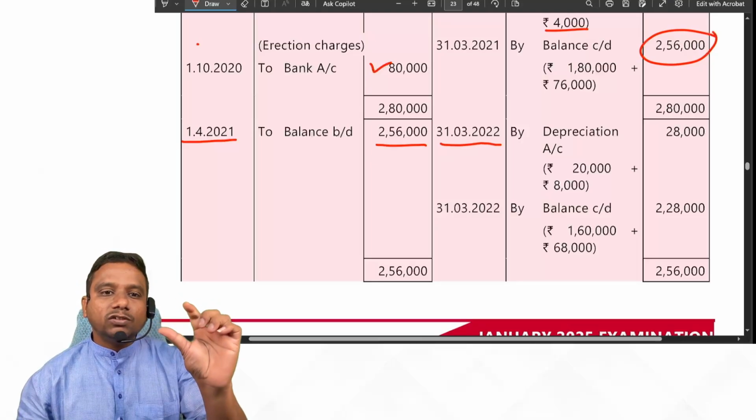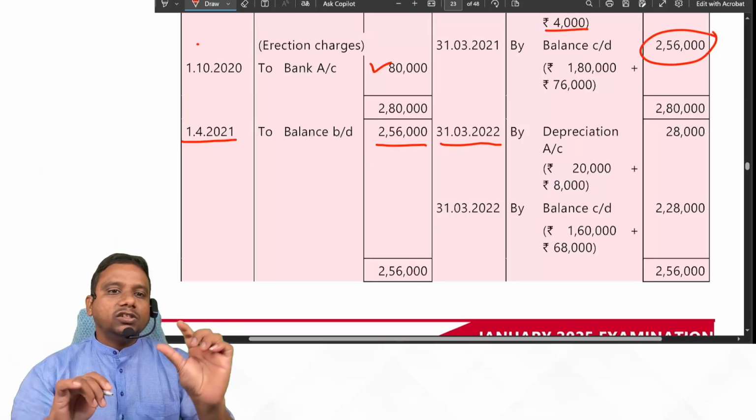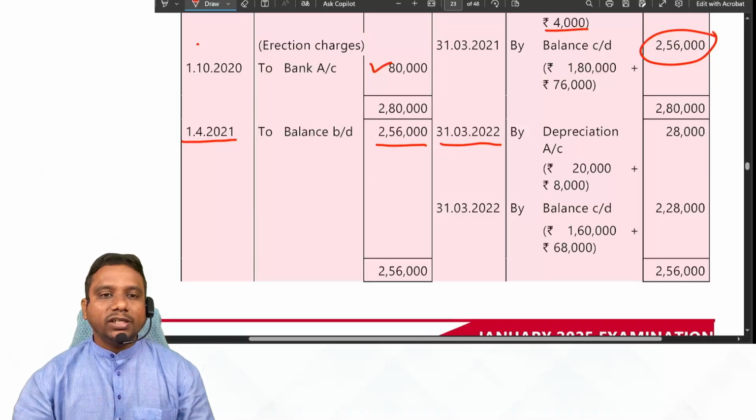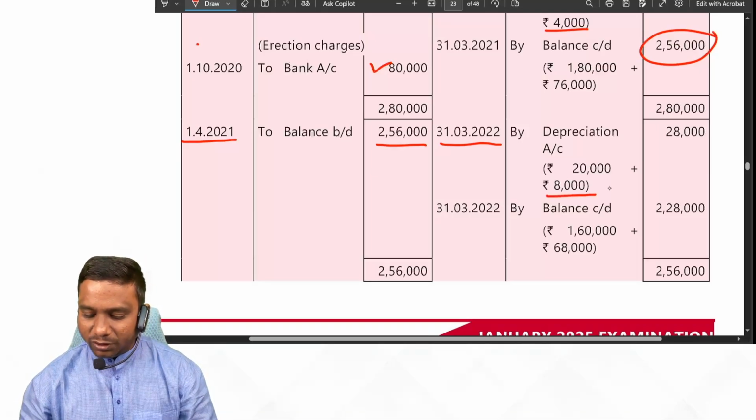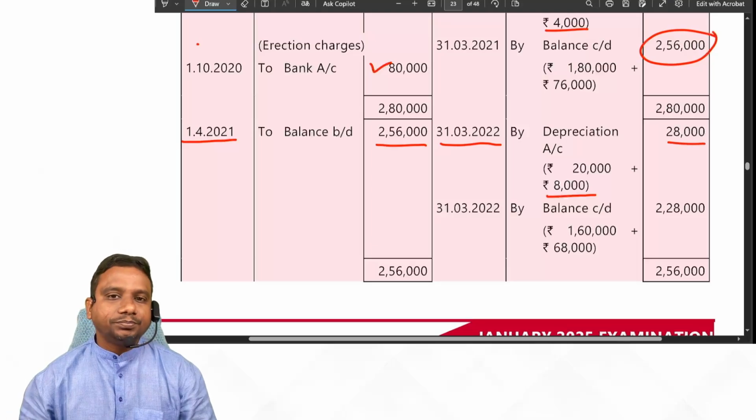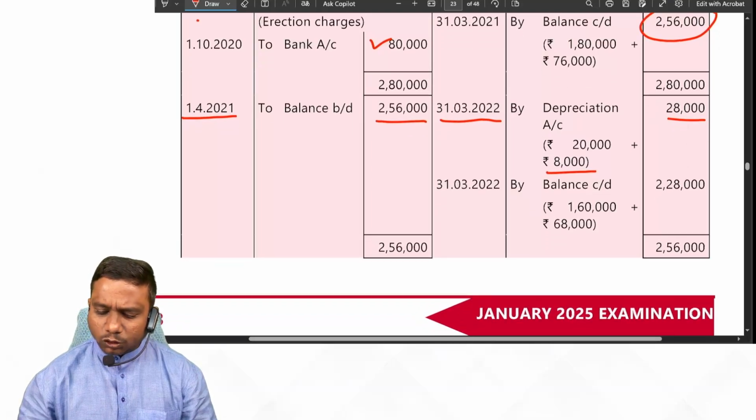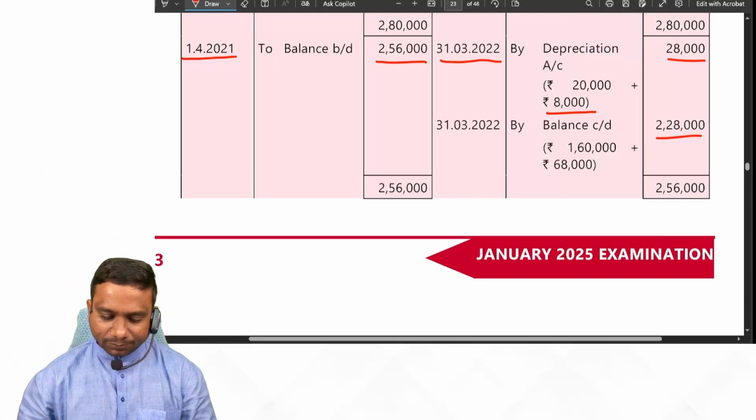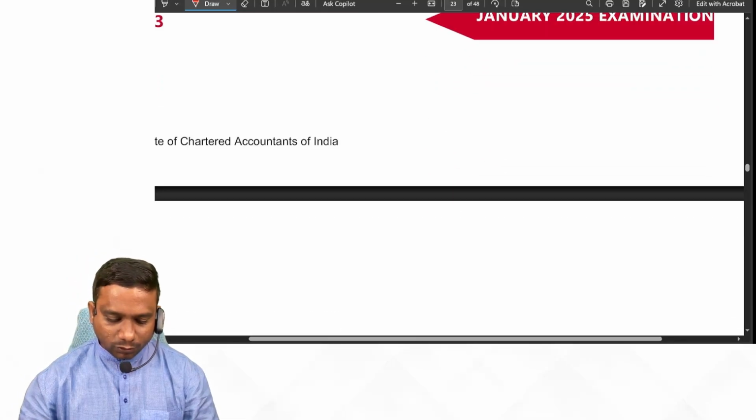Depreciation. First asset value is how much? 2 lakhs. 2 lakhs into 10%, 20,000. Second asset value 80,000. 80,000 into 10%, 8,000. So second year depreciation 28,000. 2 lakh 56 minus 28,000, balance 2 lakh 28,000. Yes or no, students? Yes. Next one. Now this balance is carried forward.